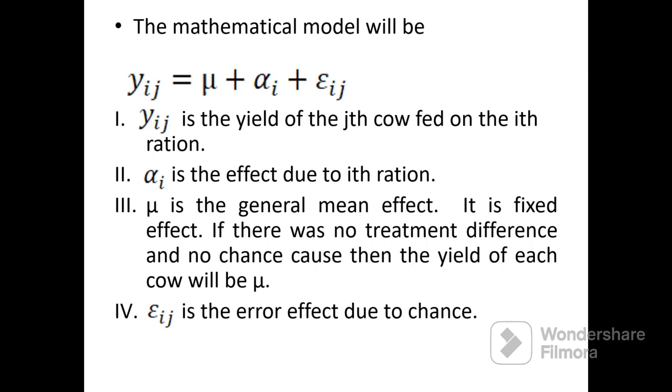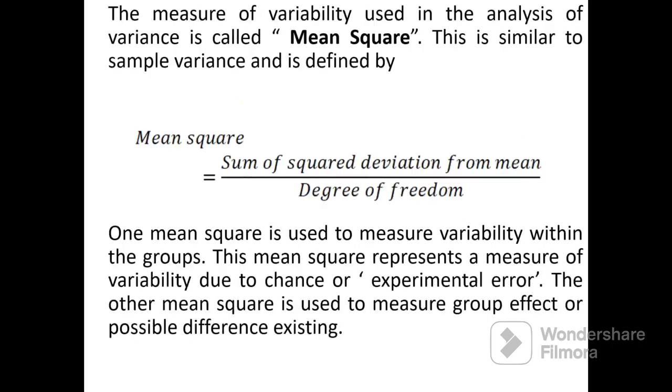And epsilon ij is the effect due to chance, that we cannot control. It is not in our human hands, because the cows may have some kind of health related problem or some kind of genetic problem, so they are not producing an adequate amount of yield. However much improved ration we apply to them, they are not producing an adequate amount of milk. So this effect is due to chance between the cows, which cannot be controlled or traced and identified.